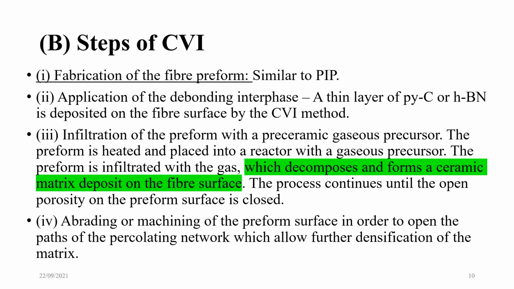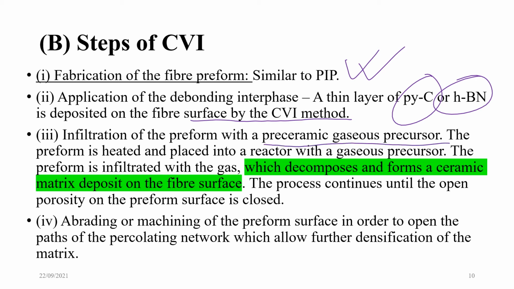Now what are the steps of CVI? Fabrication of the fiber preform we have already studied in the polymer infiltration and pyrolysis process. Application of the debonding interface: a thin layer of pyrolytic carbon or hexagonal BN is deposited on the fiber surface by the CVI method. Infiltration of the preform with a pre-ceramic gaseous precursor. The preform is heated and placed into a reactor with a gaseous precursor. The preform is infiltrated with the gas, which decomposes and forms a ceramic matrix deposit on the fiber surface. The process continues until the porosity is completely reduced or closed.